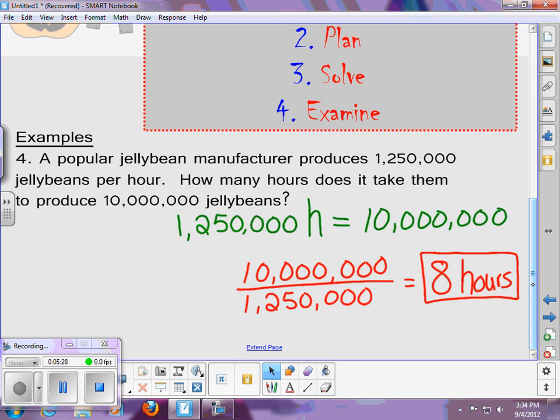Step 4 is to examine. Does it make sense that it will take 8 hours? If you had 80 hours instead of 8, would it make sense if it took 80 hours? Well, to double check it, to examine it, we could do 1,250,000 times 8 hours to see if it actually does equal 10 million jelly beans. And it does.